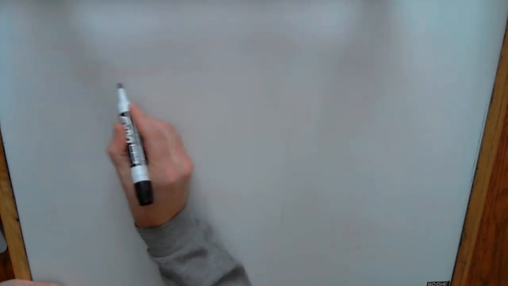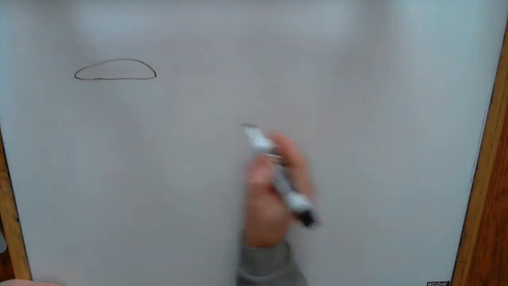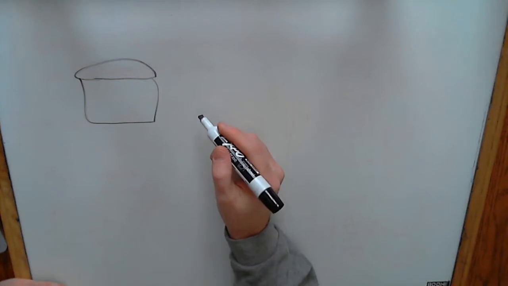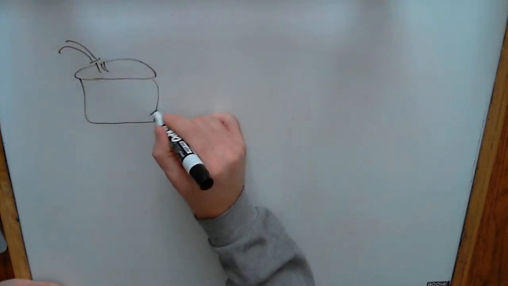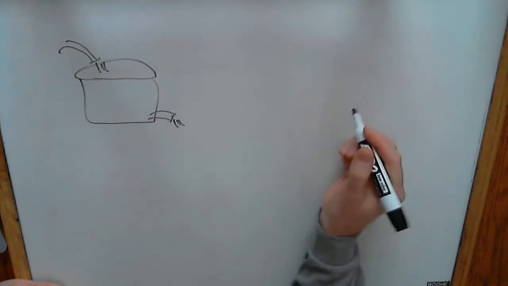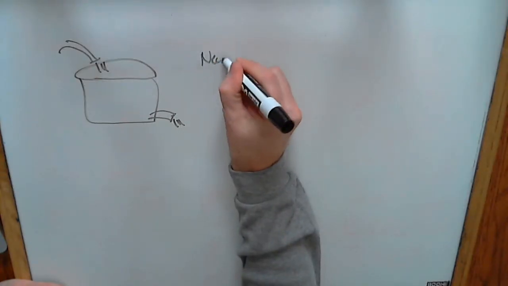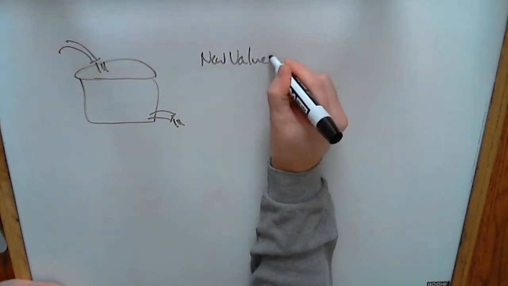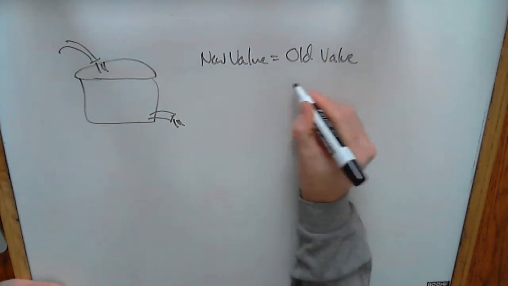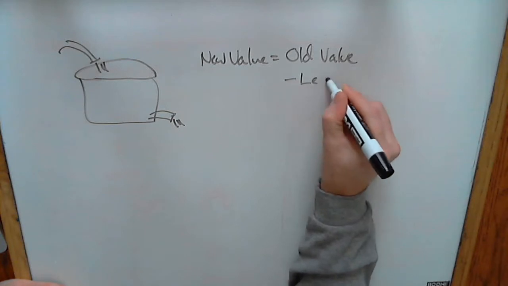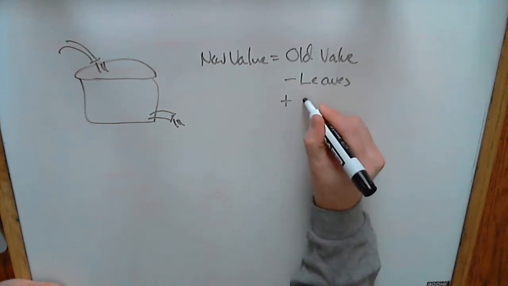So we can imagine, for example, that I've got a quantity and I'm going to pretend it's like a bucket, and there are things that go in and there are things that go out. And so my new value is always going to be equal to what I had before. We're going to subtract what leaves, and we're going to add what joins.